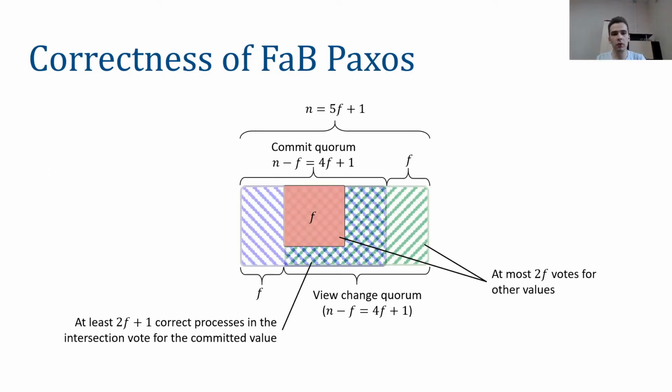If the total number of processes is 5f+1, then any two quorums of n-f processes always intersect in at least 2f+1 correct processes. Hence, if some value is decided and then a view change is performed, at least 2f+1 of the votes will be for the decided value, and at most 2f votes for any other value.